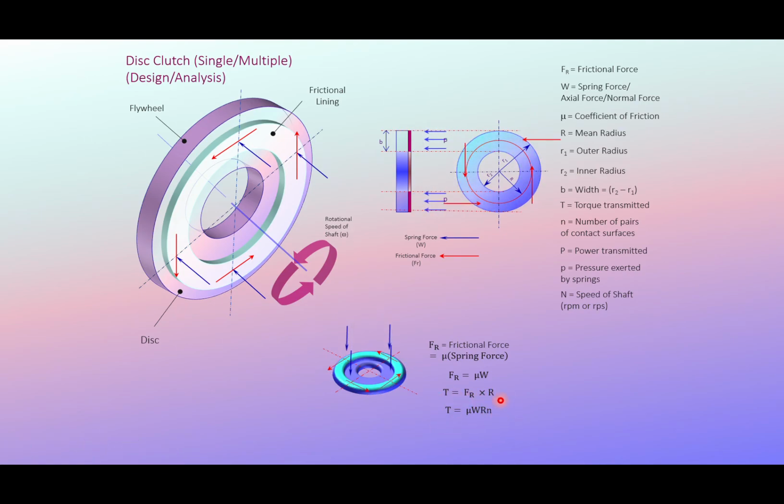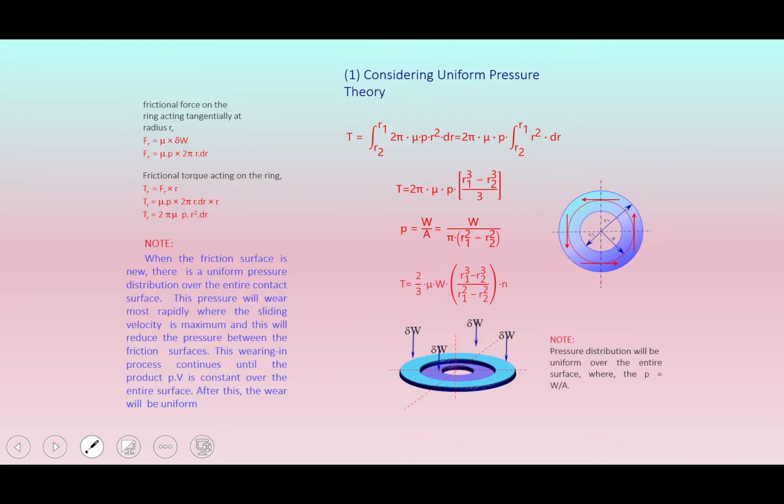But then if, for example, it is uniform pressure theory or uniform wear theory, this formula will change to something like that. This is based on uniform pressure theory. So this is the torque transmitted: 2 over 3 multiplied by (R1 cube minus R2 cube) over (R1 square minus R2 square). This, again I repeat, 2 over 3 multiplied by this can be taken as the mean radius.